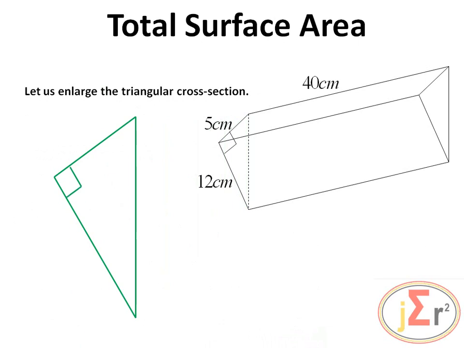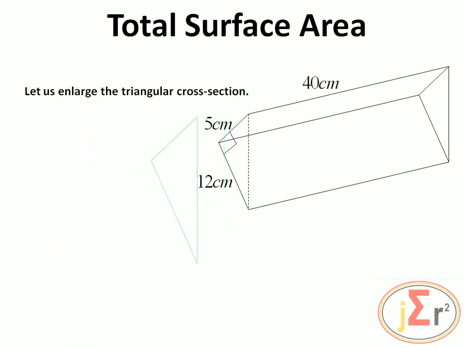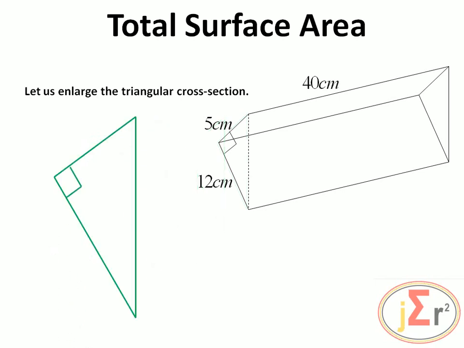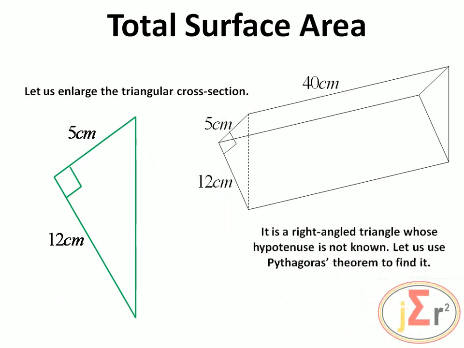the length of the missing side. So let us enlarge the triangular cross section just to take a closer look at it. So it is a right angle triangle whose hypotenuse is not known. So let us use Pythagoras theorem to find it. So here is a part of trigonometry coming into play right there. So consult, of course, volume number 6, working with right angle triangle. That is topic number 32.